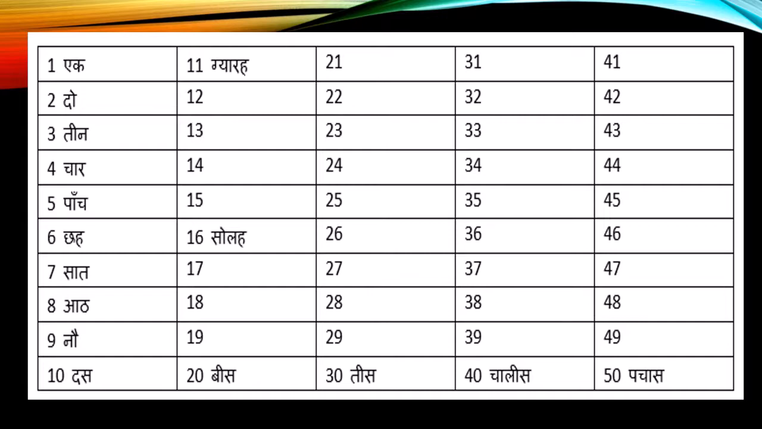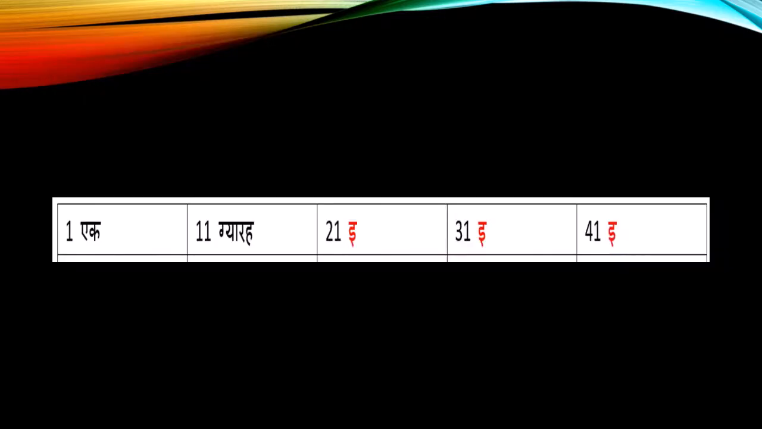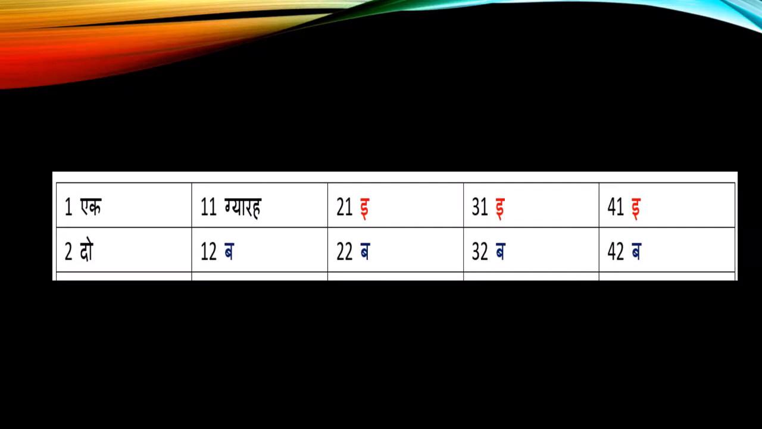There is some similarity when we learn the other numbers. Let us go row by row. Let us start from row 1. Row 1 has 1, 11, 21, 31 and 41. 1 is ek. If you remember E, then 21, 31 and 41 start with E. Row 2 has 2, 12, 22, 32 and 42. 2 is do. If you remember B, then 12, 22, 32 and 42 start with B.